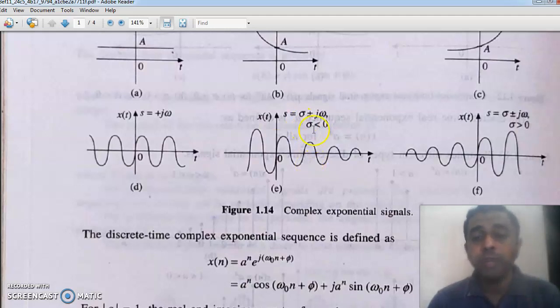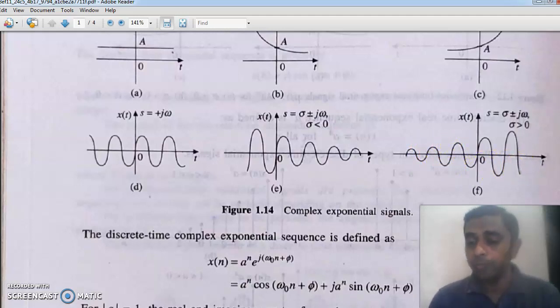Now suppose sigma and j omega both have values, but sigma is less than 0. Then sinusoidal oscillations are there, but the oscillations decay as time progresses, and at one time they die out and become 0. The opposite happens when sigma is greater than 0. It starts off with a simple amplitude, but the amplitude rises exponentially as time progresses.